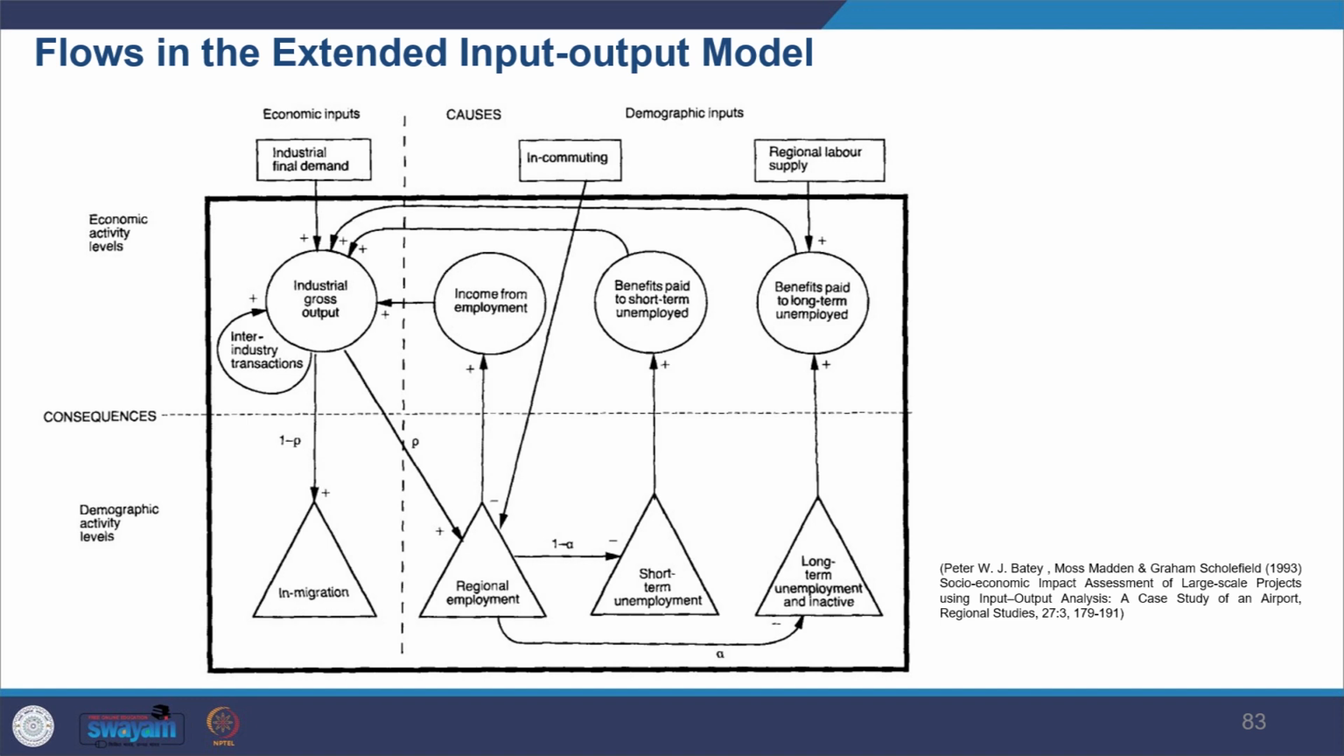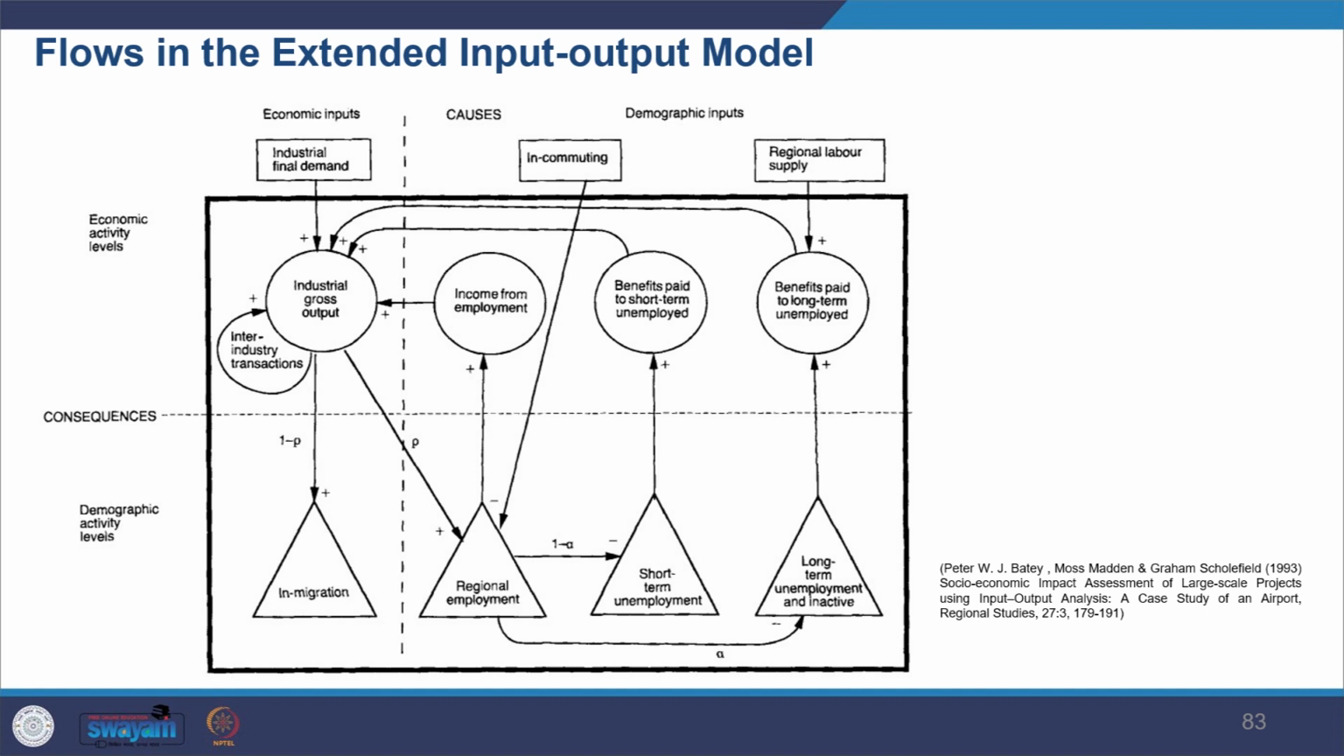So you look at that. Here you can see the input-output, how they are working it out. In this example, you can see input-output analysis used to look at the socio-economic impact from the airport project. You can see here how they are assessing it. You can see economic input, industrial final demand, so what kind of demand there would be.